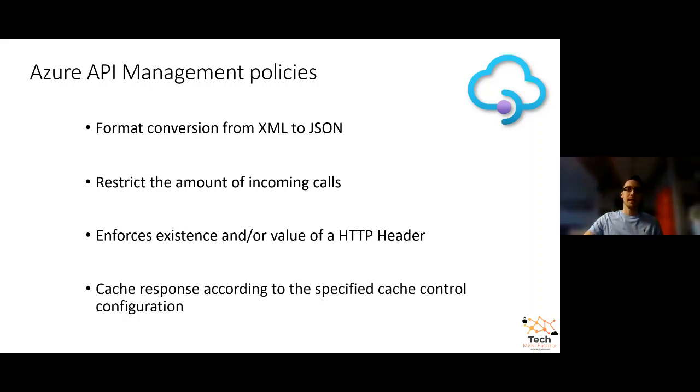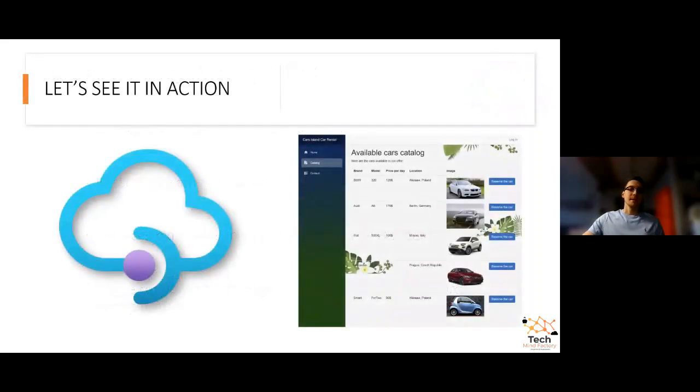And when it comes to the consumption plan of the Azure API Management, because it's also available in the serverless mode, there is no internal cache. You can only use an external one. So that's very important to remember. So let's see it in action.